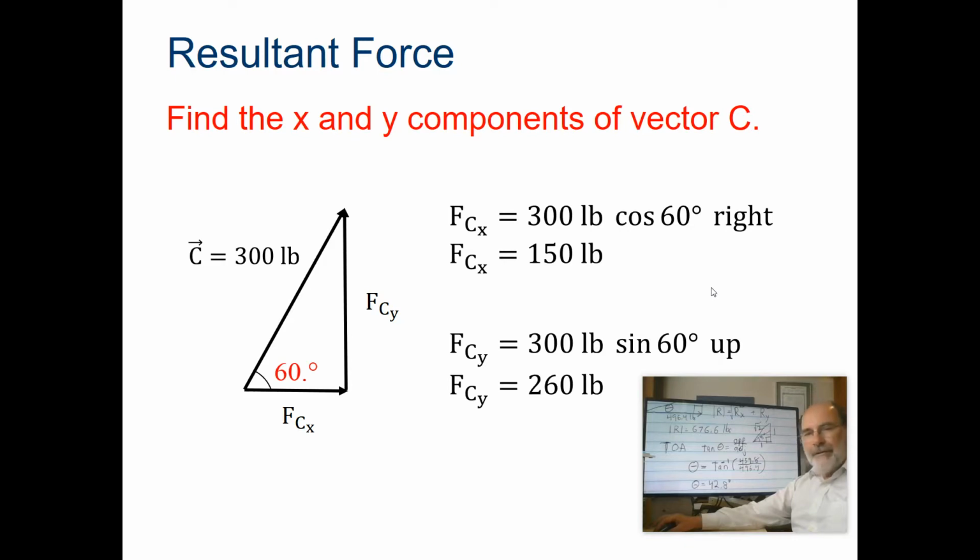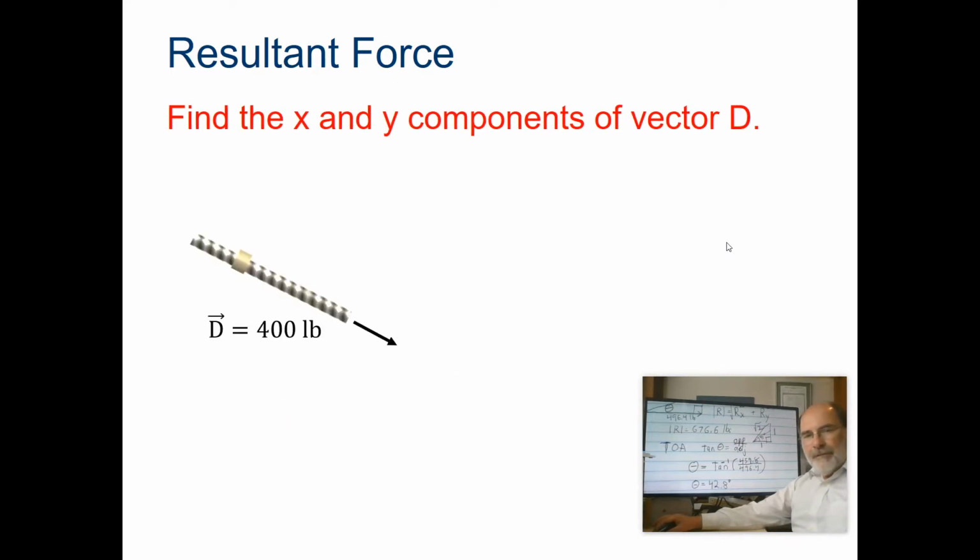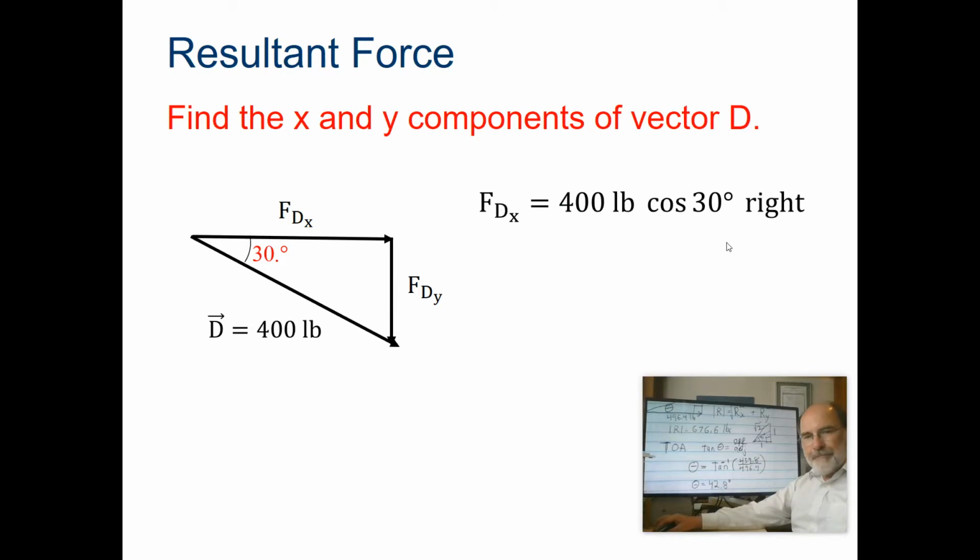I would write this down in a table and say, okay, column 1 is vector C. Column 2, 150 pounds. Column 3, 260 pounds. And that one row is for that one vector. Next vector, next row. Vector D, 400 pounds at negative 30 degrees.